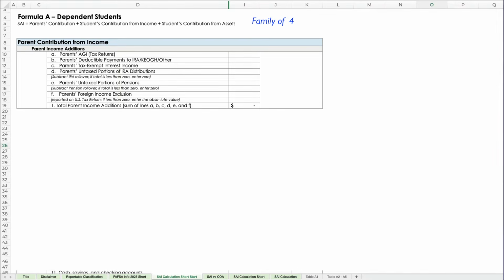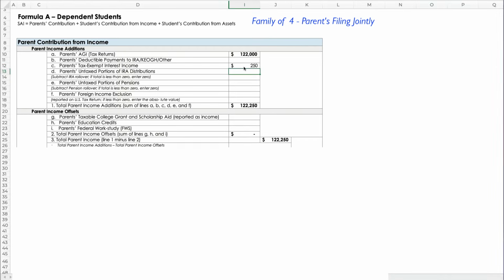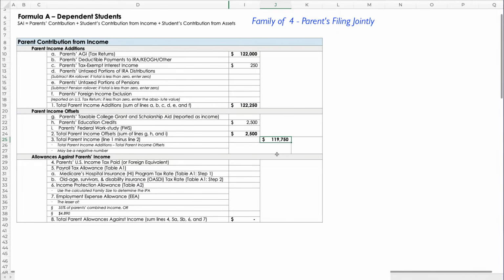We have a family of 4 with parents who filed jointly, reporting an adjusted gross income (AGI) of $122,000 on their tax return. We add $250 in tax-exempt interest. Now let's list our allowable income offsets. The only subtraction available in this case is an education credit of $2,500. So the adjusted parents' income becomes $119,750.